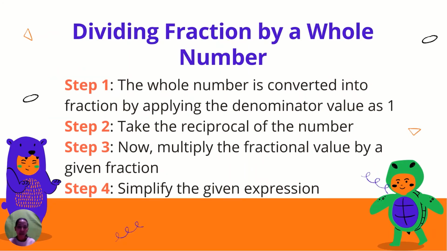Next, dividing fraction by a whole number. Step number 1, the whole number is converted into fraction by applying the denominator value as 1. Step 2, take the reciprocal of the number. Step 3, now multiply the fractional value by a given fraction. Step 4, simplify the given expression.